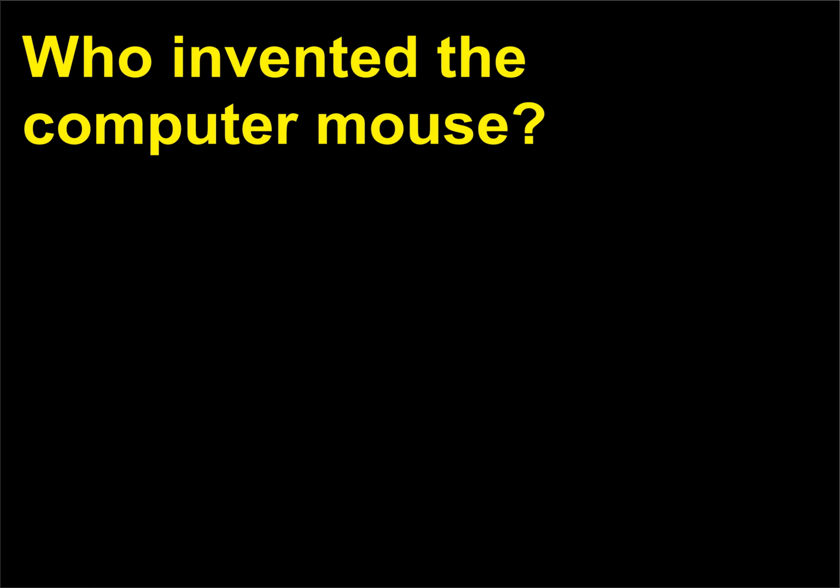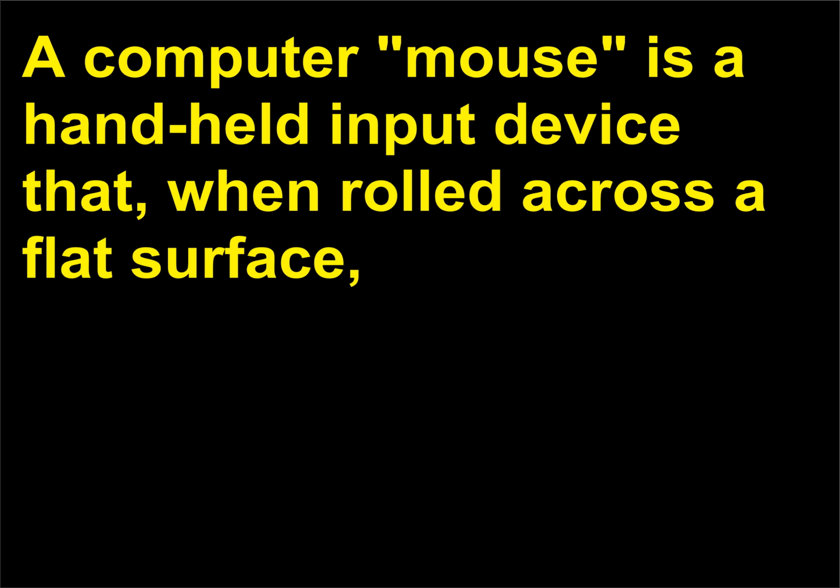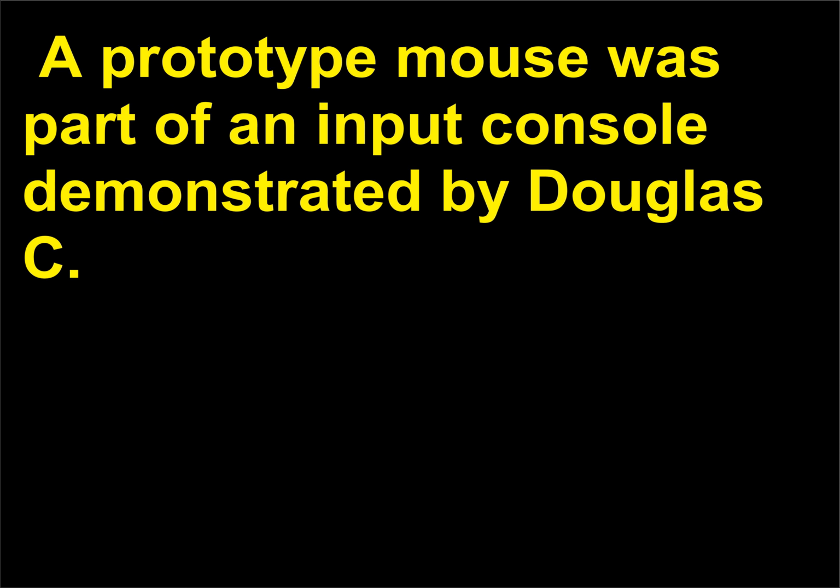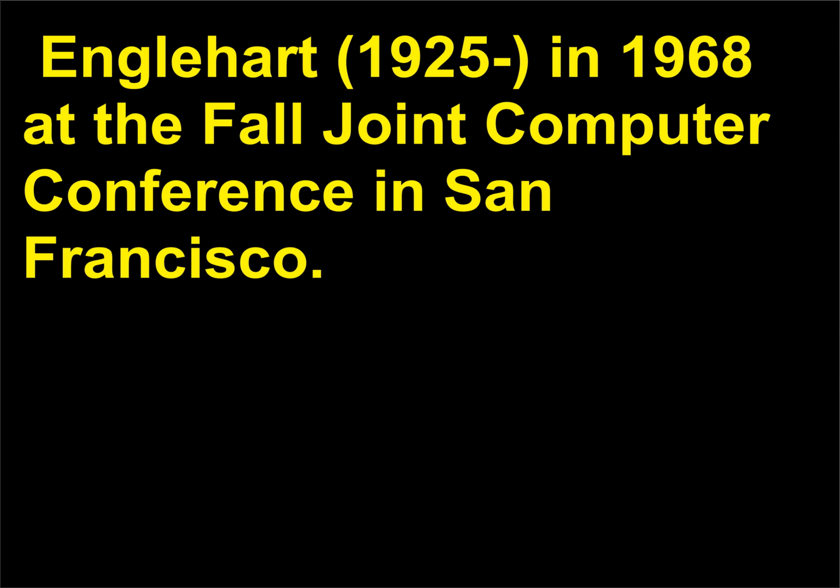Who invented the computer mouse? A computer mouse is a handheld input device that, when rolled across a flat surface, causes a cursor to move in a corresponding way on a display screen. A prototype mouse was part of an input console demonstrated by Douglas C. Engelbart, 1925, in 1968 at the Fall Joint Computer Conference in San Francisco.